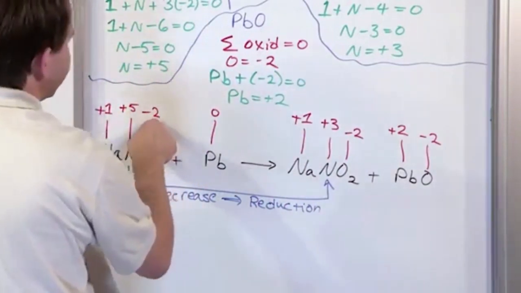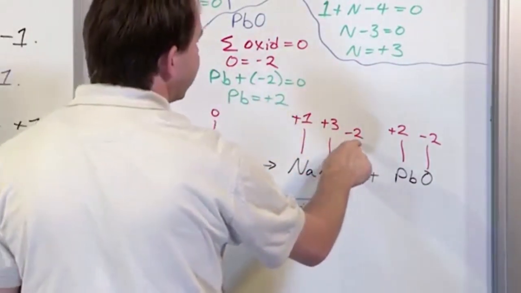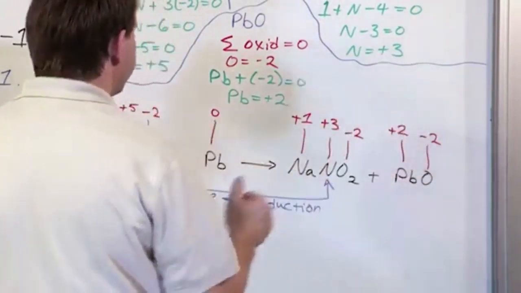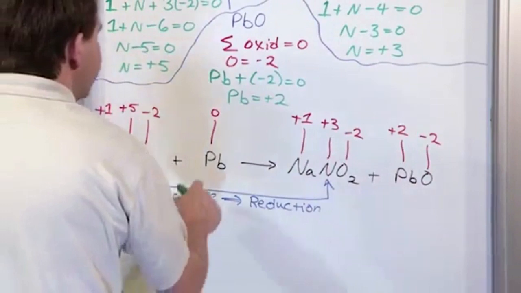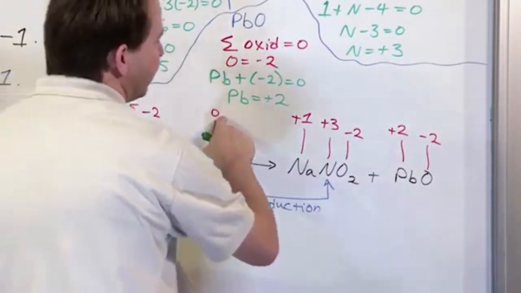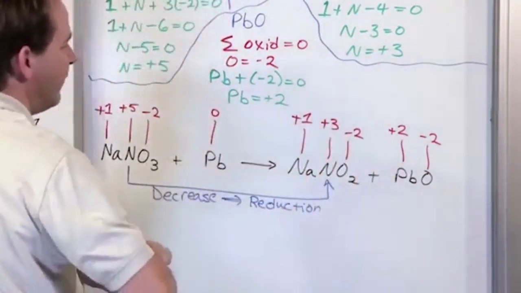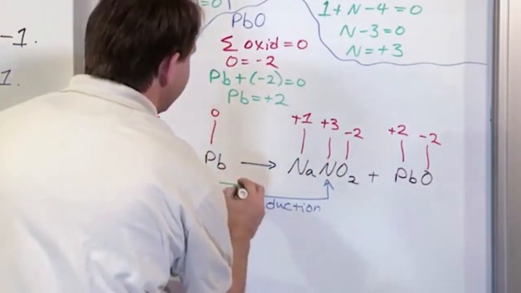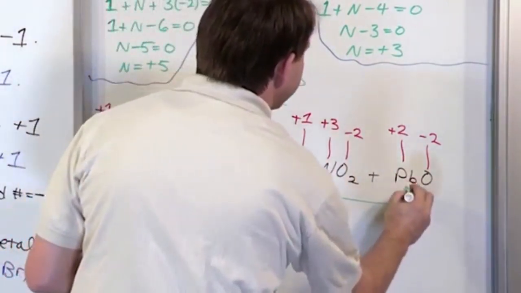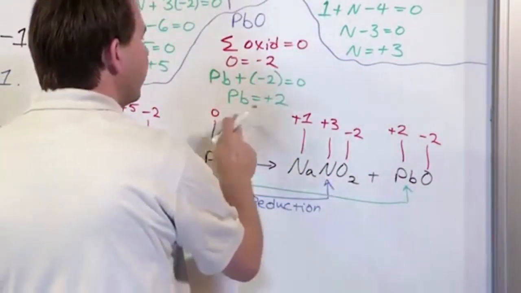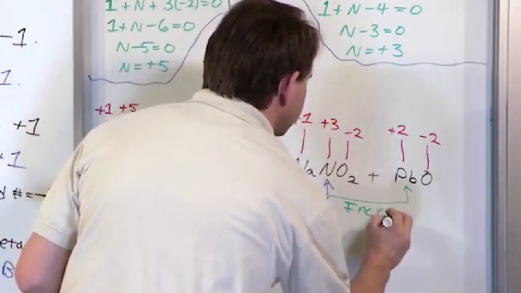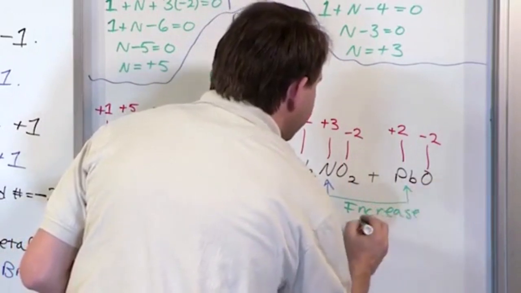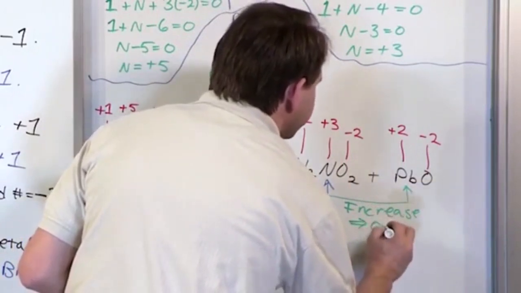The oxygen was a -2, the oxygen over here was a -2, and the oxygen over here was also -2. So oxygen didn't have any change in oxidation number. And we look at lead. We had 0 oxidation number, but then we ended up with +2 oxidation number. So there is a change here in oxidation number. Lead went from 0 to +2, so this is an increase. So that means that it was oxidized.